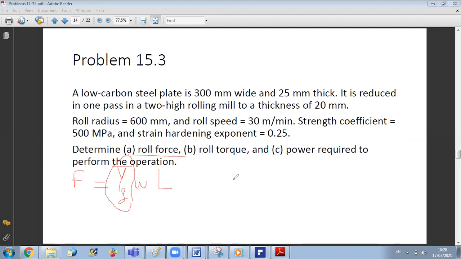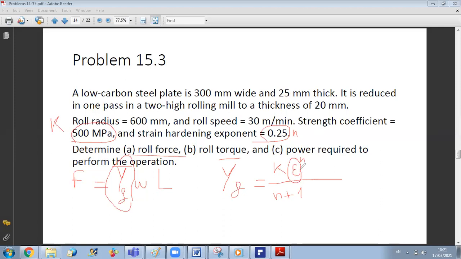To calculate the average flow stress, I will use the following formula. The average flow stress is equal to K epsilon to the power n over n plus 1, where K is the strength coefficient and n is the strain hardening exponent. These two are given in this problem. So this is K, the strength coefficient, which is 500. The strain hardening exponent is 0.25. So this is n.